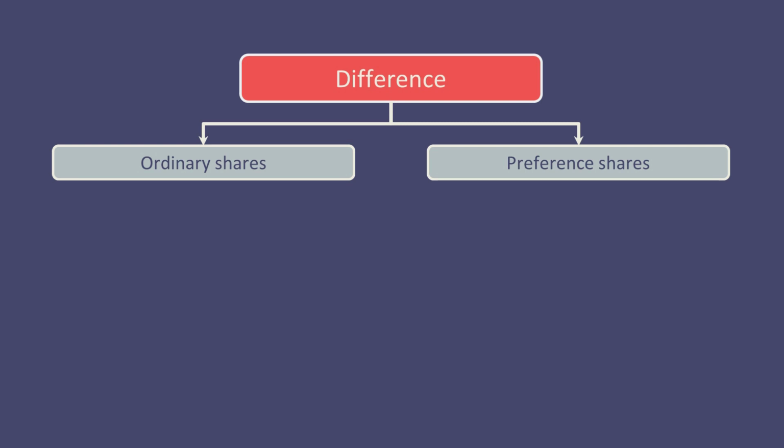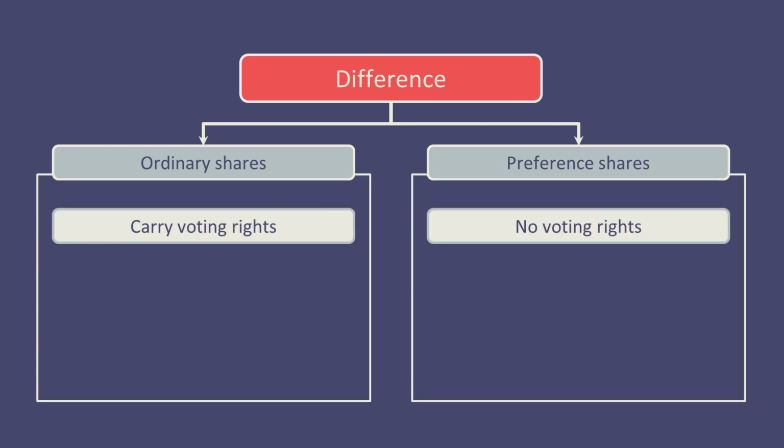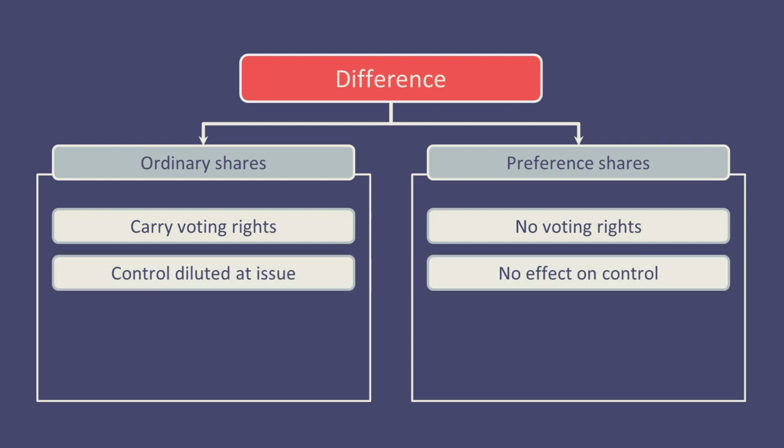The company is owned by its ordinary shareholders, who can vote at AGMs. If an ordinary shareholder is not happy with the board of directors, they can air their opinion at the AGM and vote for change. When more ordinary shares are issued, the control of the shareholders is diluted. Preference shareholders don't have any of these rights.